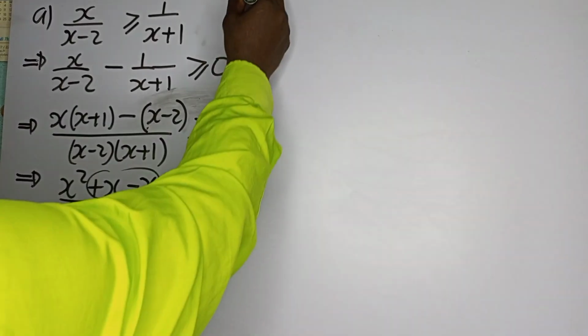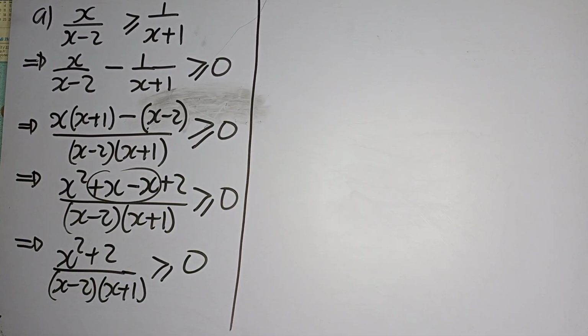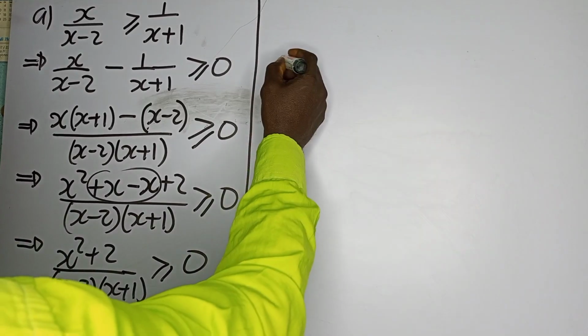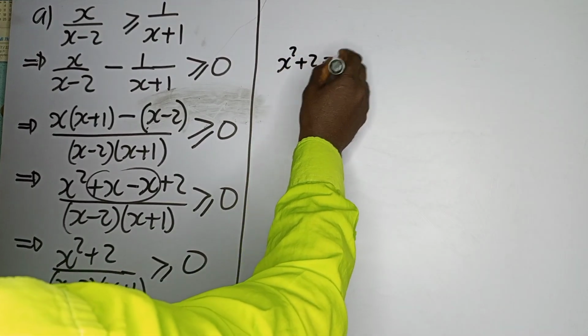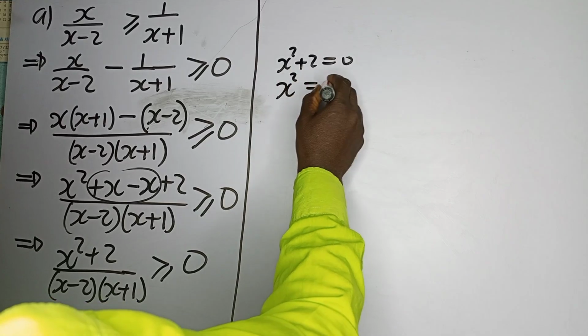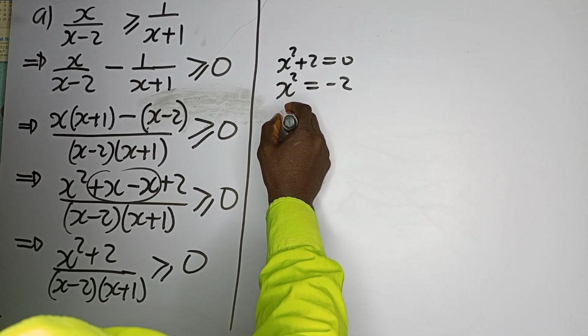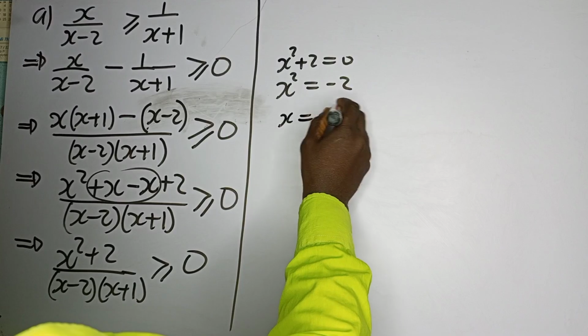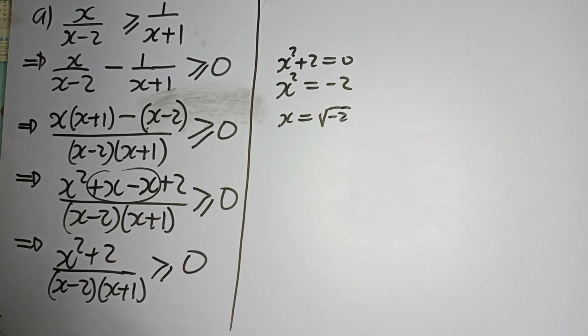So we've gotten to this point. From here, the next thing to do is to get our critical points. Our critical points are those values of the variable that can render either the numerator 0 or the denominator 0. If we look at the numerator here, we see there is no value of x that will render that numerator 0. If we try to check, we will put x squared plus 2 equals 0. Then we obtain x squared equals negative 2. And so if we take the square root of both sides, we have x equals root of negative 2, which is not a real number.